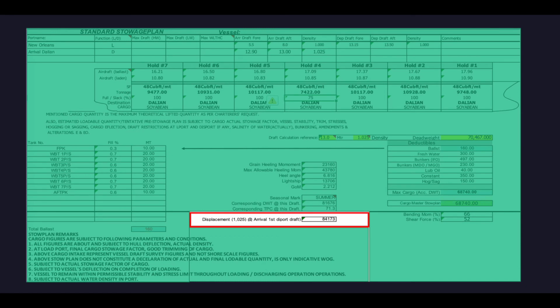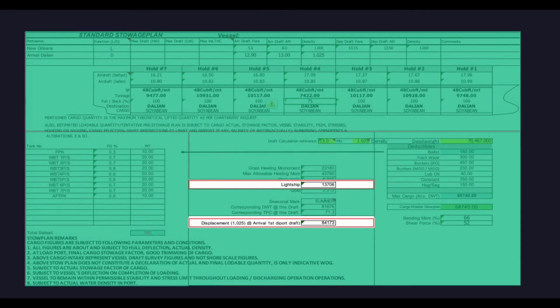Here we have the estimated displacement of the vessel once it has arrived at the disport. The vessel will arrive in Dalian with 13 meters deepest draft in salt water with density 1.025. The vessel's displacement for 13 meters draft and 1.025 density will be 84,173 tons. Here above we can see the vessel's light weight, which is a standard figure, as the weight of the vessel when it was delivered by the shipyard, which is 13,706 tons.